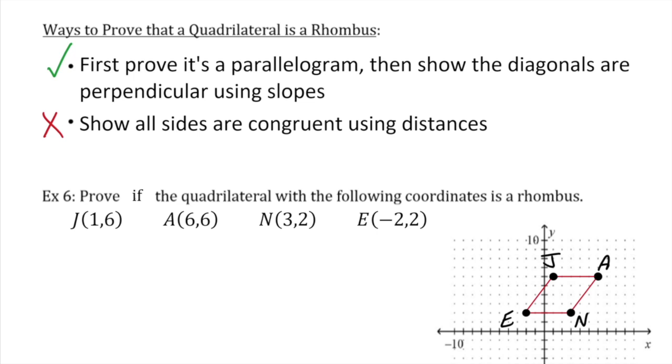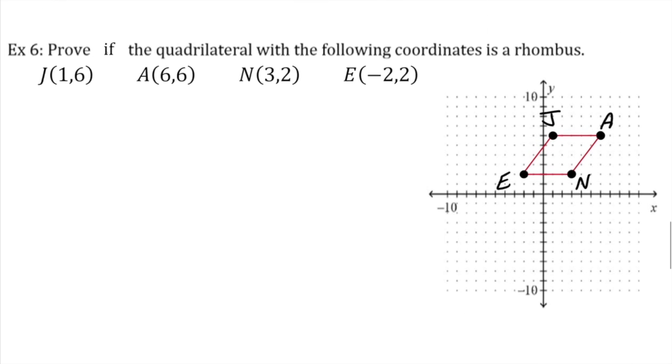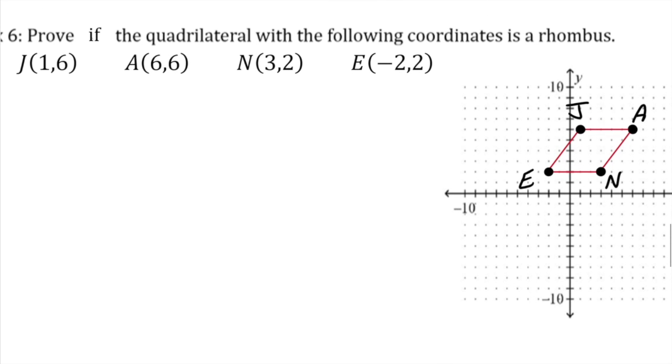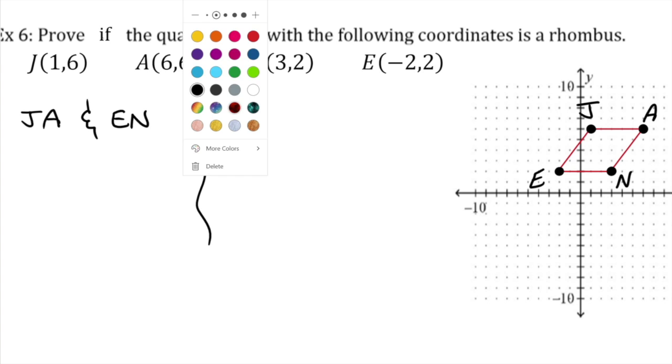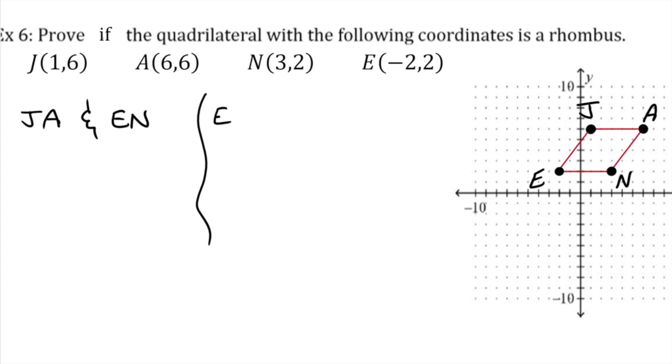So what we've got down here is Jane. We want to figure out if Jane's a rhombus or not. What we need to do here is first prove that Jane is a parallelogram. So again, I'm going to take these pairs of opposite sides from J to A and from E to N. Then I need to grab the other pair of opposite sides, from E to J and N to A.